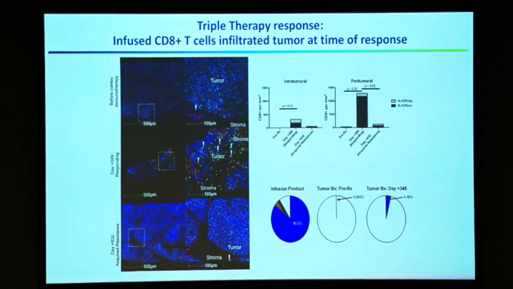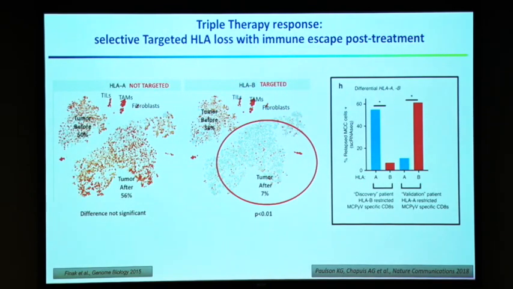At the time of response, you see the tumor gets infiltrated with many, many T cells, and we were able to show that those were the T cells we had infused. And then at the time of acquired resistance, again, the tumor is cold. So what happened to this tumor?